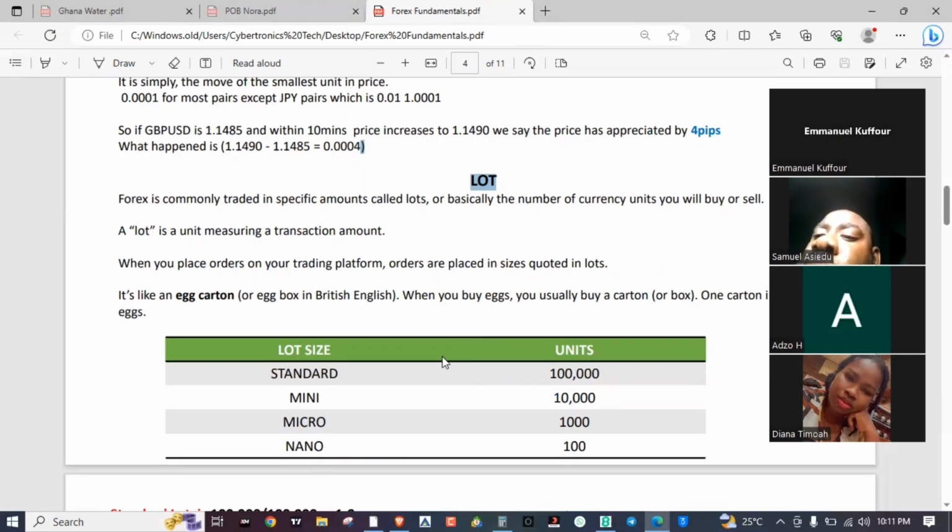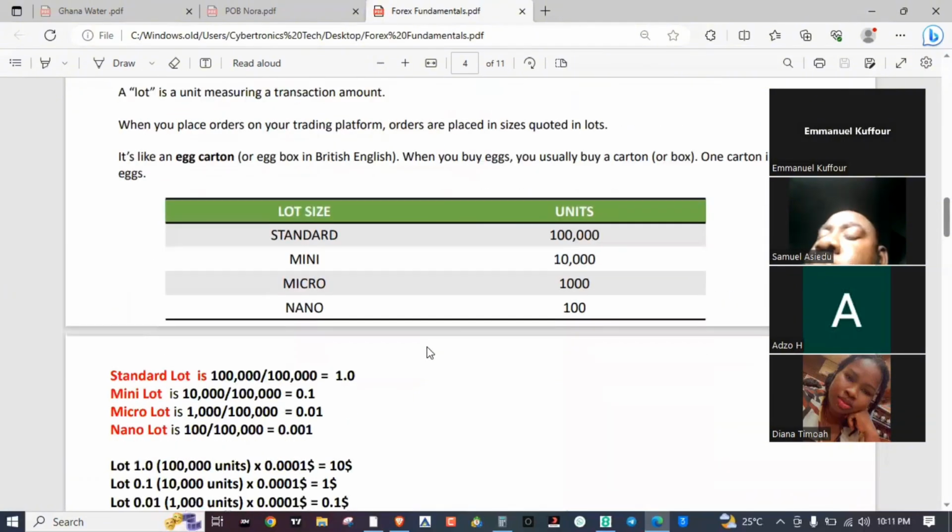All right. The standard one. The actual standard lot size has 100,000 units in it. But don't forget pips. Pips is what? The smallest unit in currency. So a standard lot size has what? 100,000 units in it. That is one lot. So in one lot, we have 100,000 units.